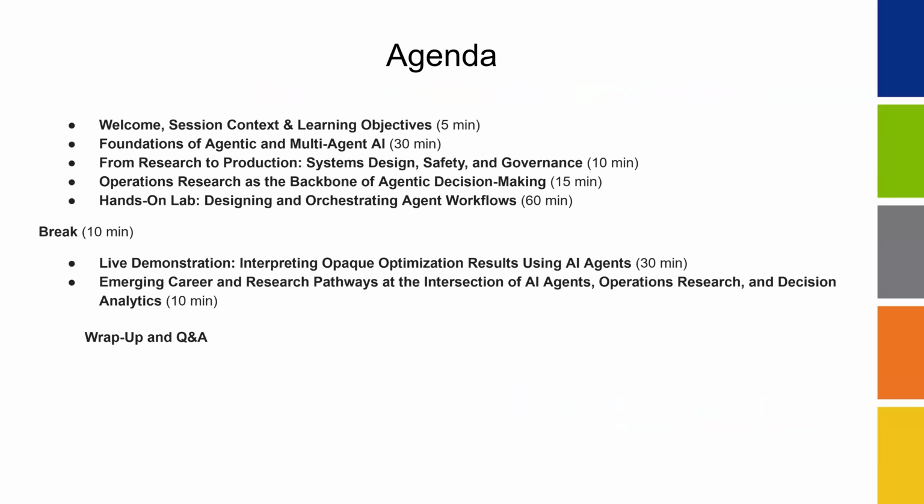This is today's agenda. We'll cover foundations of agentic and multi-agent AI. We'll talk about going from research to production, system design, safety and governance, and how to achieve that. Shubhangi will talk about OR as the backbone. Then we'll switch to the hands-on lab.